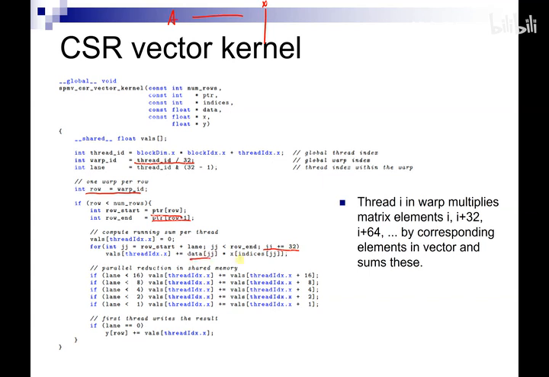It's going to be looking at these indices, which are the same as for the CSR scalar kernel, except now you just process every 32nd element of the row instead of every element of the row. In the end, each thread is going to have 1/32 of the entire dot product. Therefore, you need to add all those 32 values together, so you're going to do a reduction.